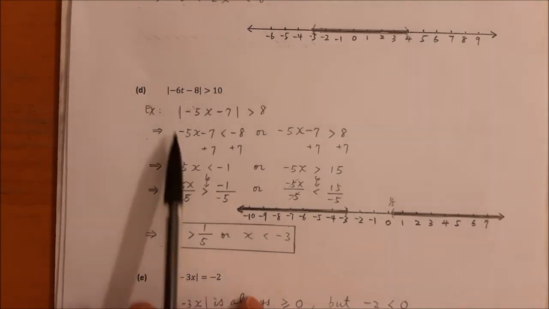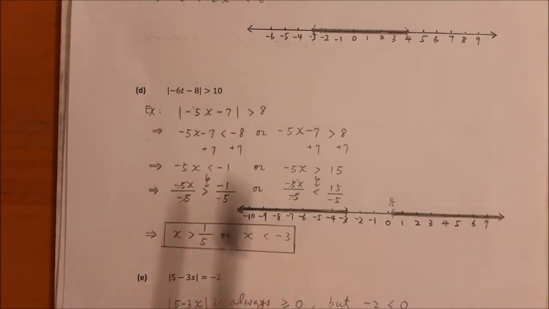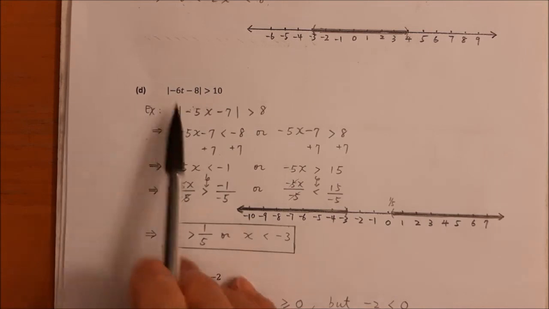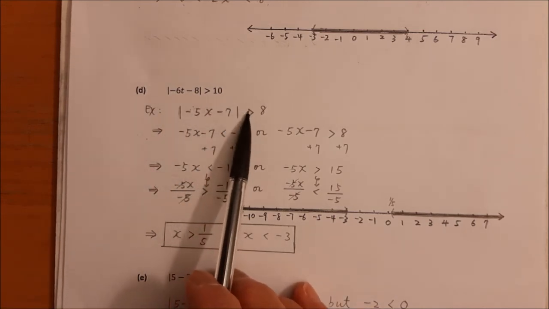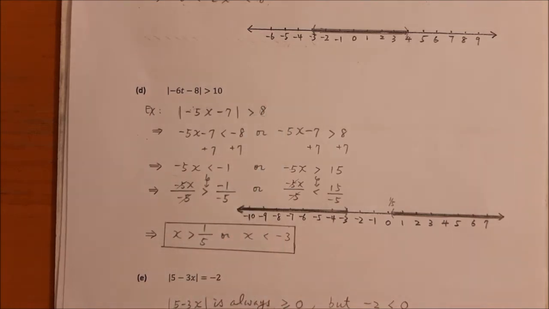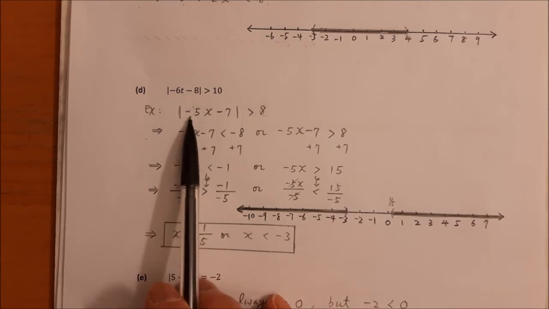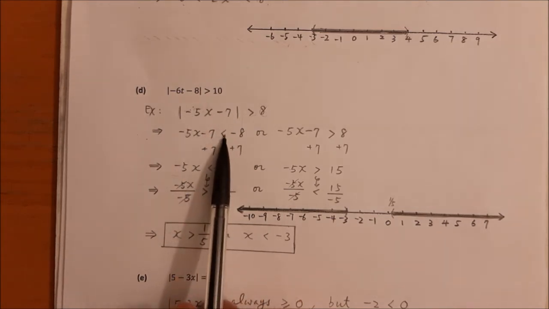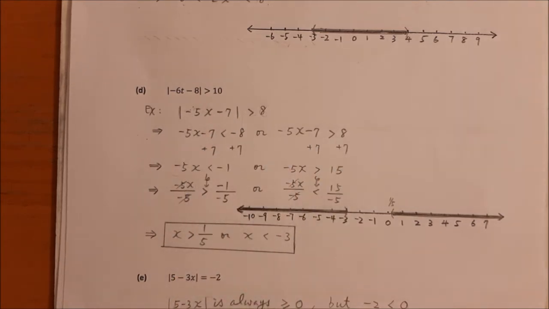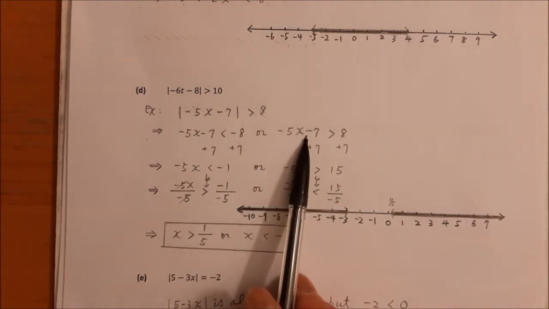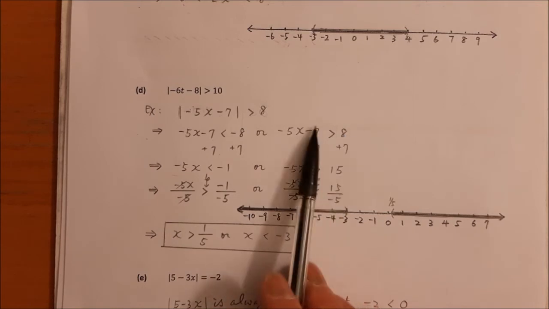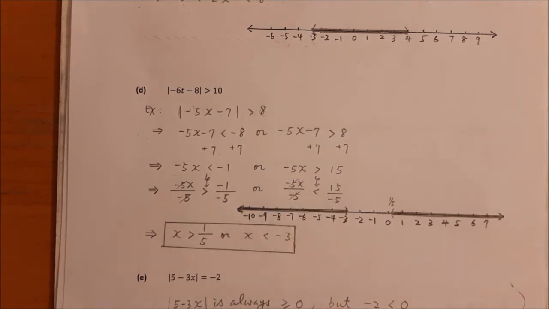Solve this inequality as your homework question. Example: the absolute value of negative 5x minus 7 is greater than 8. When you take off the absolute value symbol, negative 5x minus 7 has to be greater than 8. If you take the absolute value, it's still greater than 8.